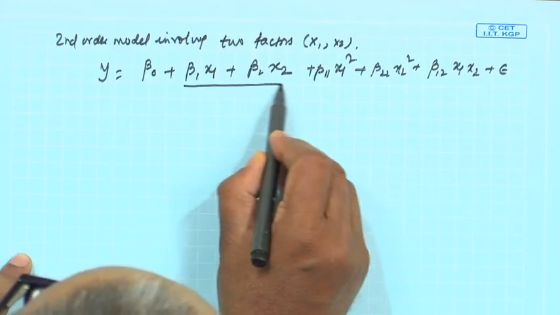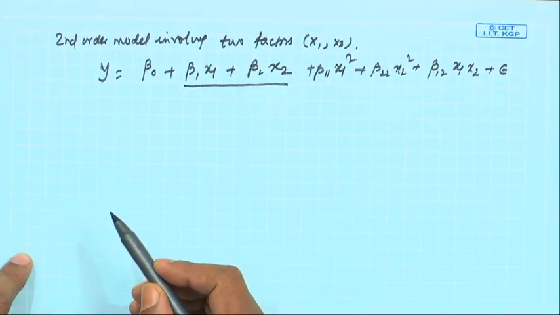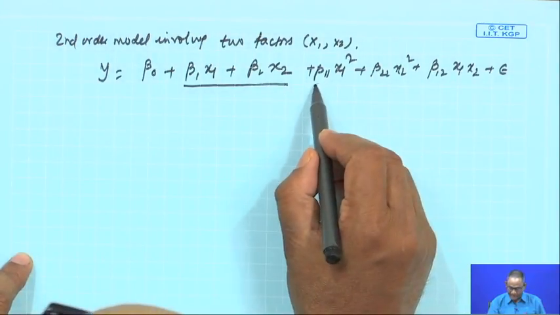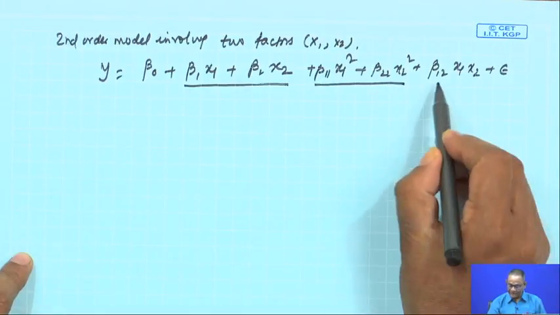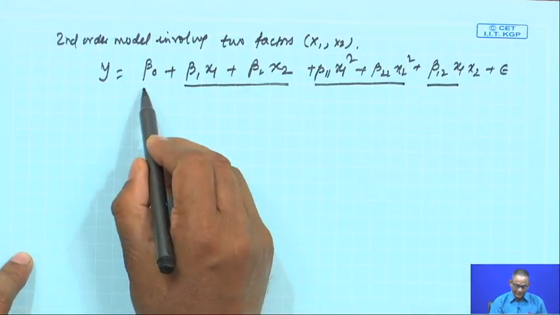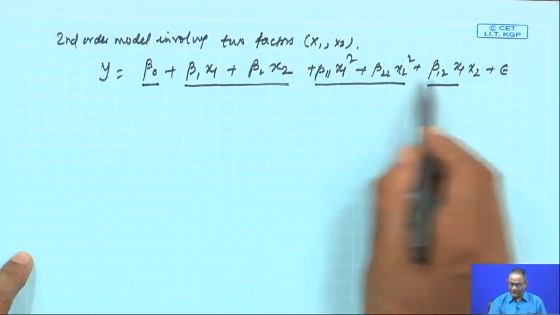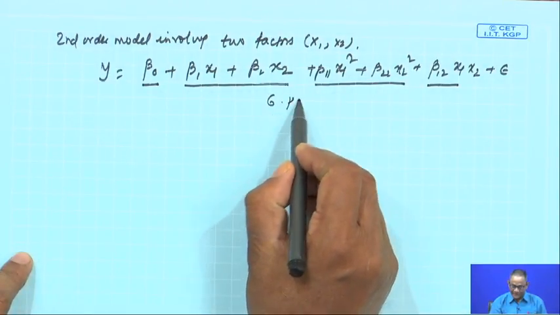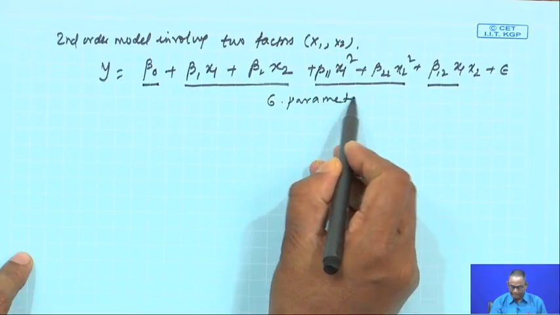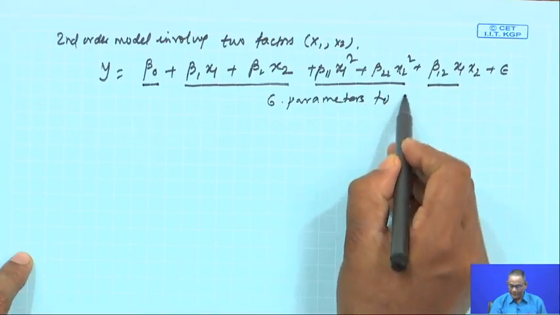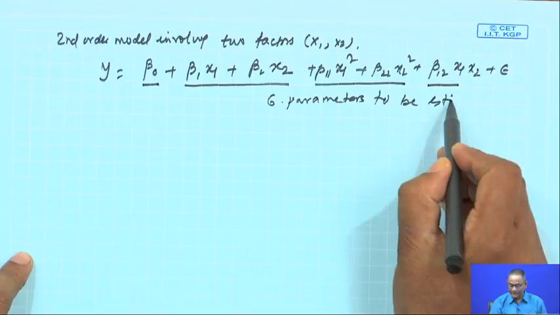So, this is for first order main effect, this is for second order main effect, this is for interaction. So, this is for intercept. So, 1, 2, 3, 4, 5, 6 parameters to be estimated.